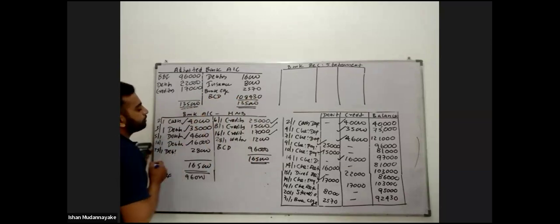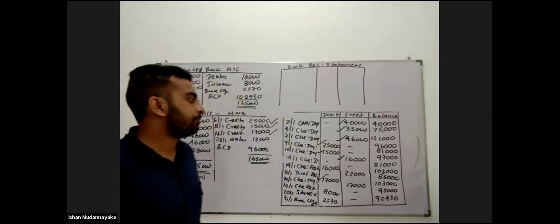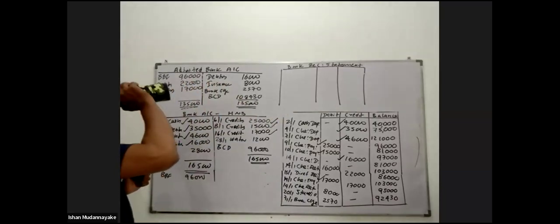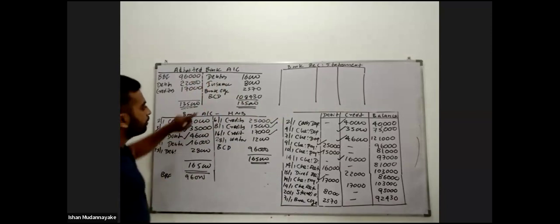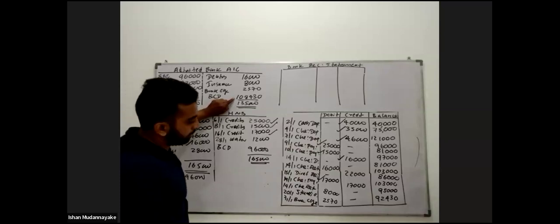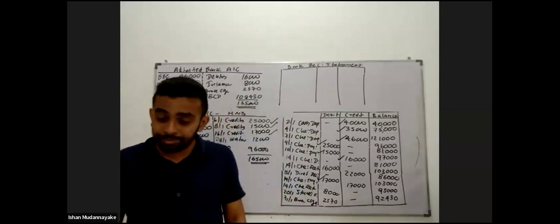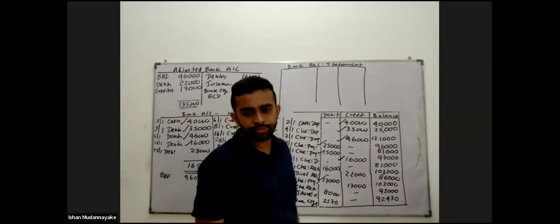We adjusted our bank account balance, but there is still a difference. Our adjusted balance is 108,430, but the bank statement balance is 92,400. Now we need to identify the reasons for that difference.